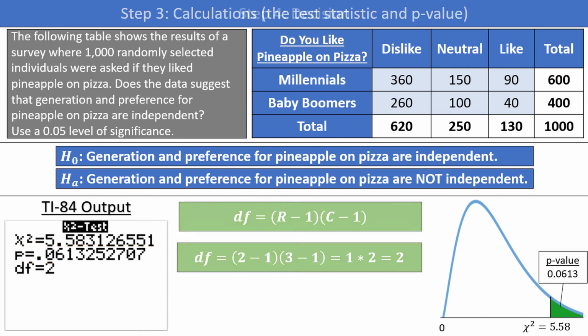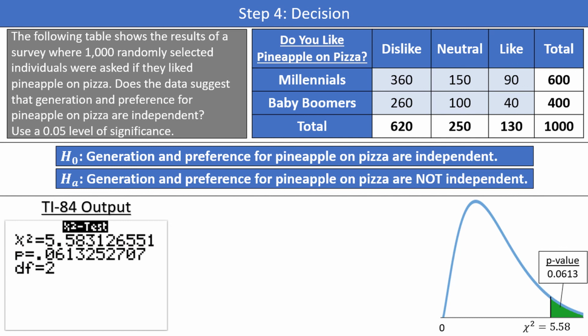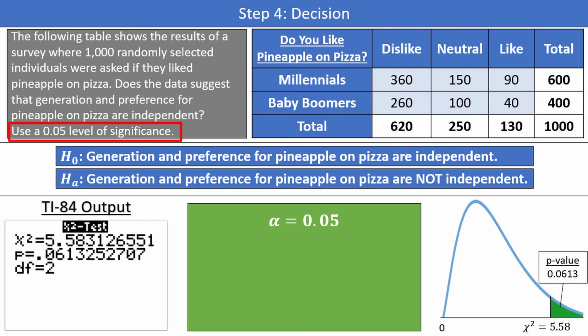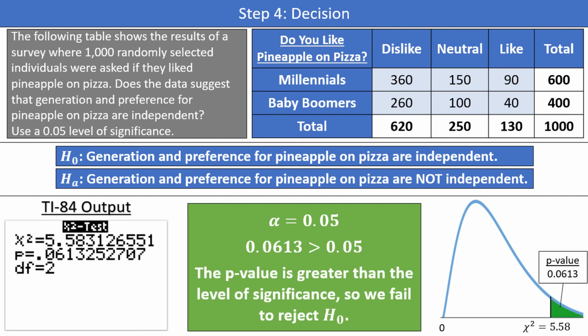Now we are on step 4, decision. We use the same decision rule that we have for all hypothesis tests. If the p-value is less than or equal to the level of significance alpha, then we reject the null hypothesis. And if the p-value is greater than the level of significance, we fail to reject the null hypothesis. Like I always say, if the p-value is low, the null has to go, and if the p-value is high, the null will fly. In our case, the level of significance is 0.05, and the 0.0613 p-value is greater than the 0.05 level of significance. The p-value is greater than the level of significance, so we fail to reject the null hypothesis. The p-value is high, so the null will fly.